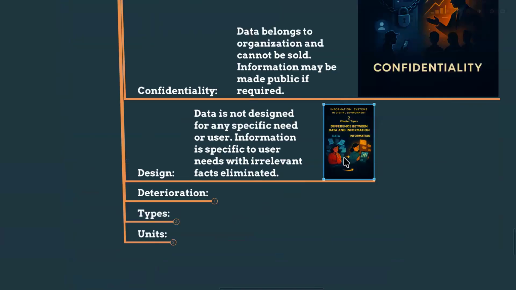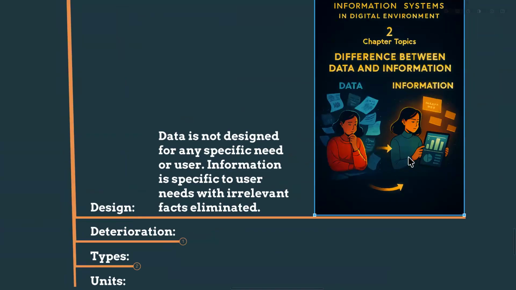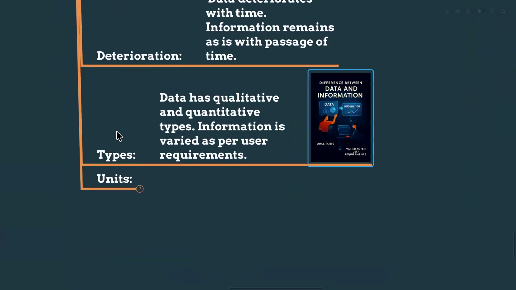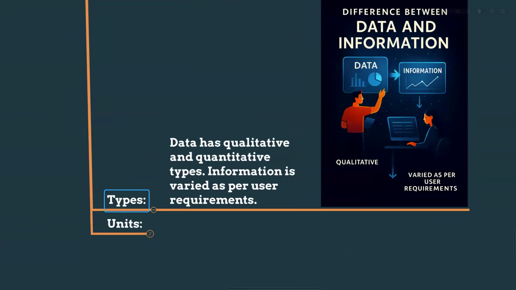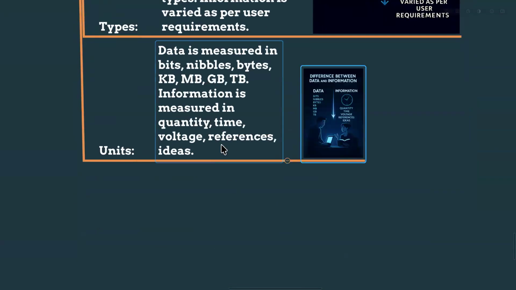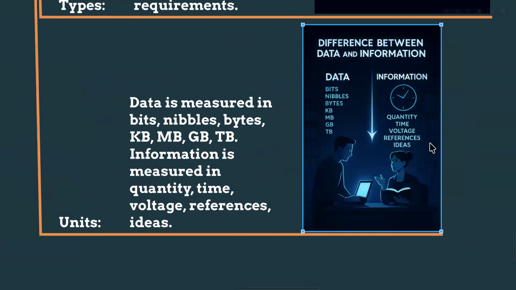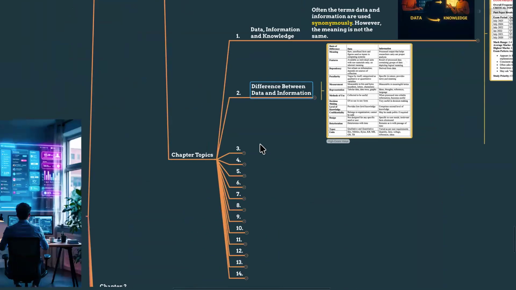As well as design: data is not designed for any specific need or user, because we are just collecting, but information is for a specific use case. As well as deterioration, as I mentioned earlier. And types: data is sometimes qualitative as well as quantitative, but information always varies as per the user requirement. Sometimes they need qualitative information, sometimes they ask for quantitative information. As well as units: data we measure in bits, nibbles, bytes, KB, MB, but information is all about quantity, time, voltage, references, and ideas like that. So please understand the table. That table is very important for your examination purposes also.